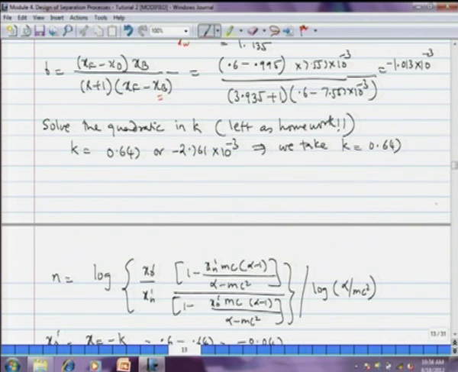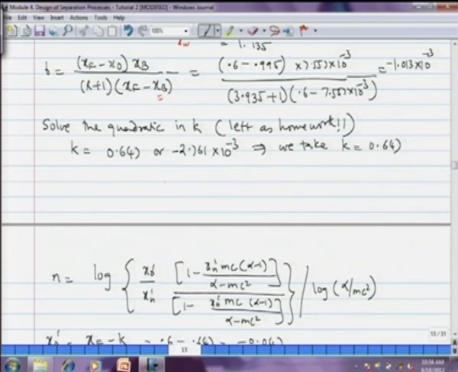So, that I am leaving you as a homework. You have all the values. Again, you use the standard formula for a quadratic equation, ax square plus bx plus c, and then determine these values of k. Now, one value of k is essentially a mole fraction. So, it has to be greater than 0 and less than 1.